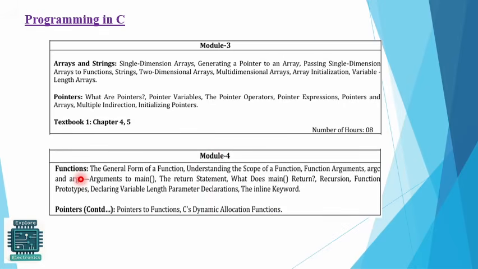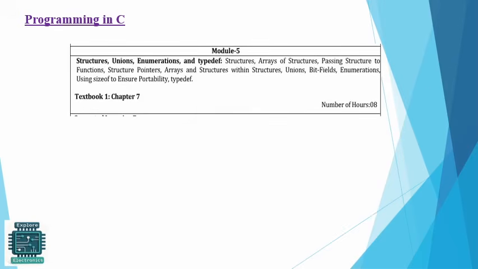You learn all the basic fundamental concepts of functions here. Then you learn the continued version of pointer concepts as a second chapter here. And in module 5, only one chapter is given, that is structures, union, enumeration, and type definition. The total hours is 8 hours per module. There are totally 5 modules in this subject.